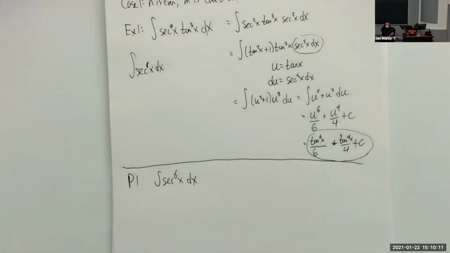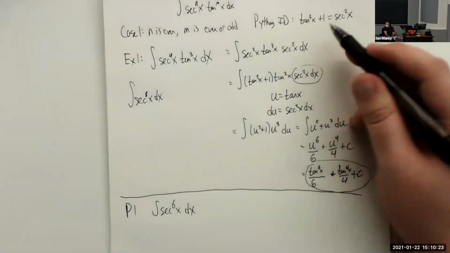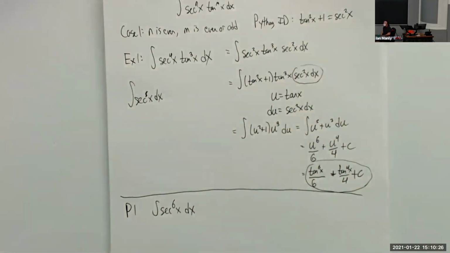It's even. Do we have to do something different? Yeah, remember, it doesn't matter what the power of tangent is. You could still do this in exactly the same way. So just break off a secant squared and then change all of the other secants into tangents using the Pythagorean identity. Give you guys another minute or so here. This one's a little bit more work than the previous one.